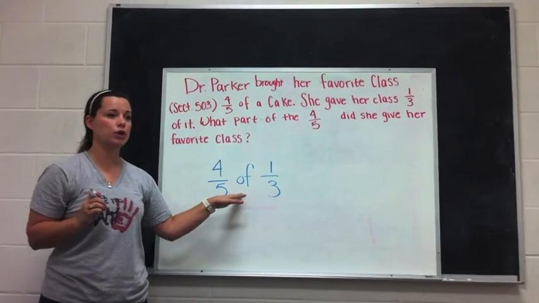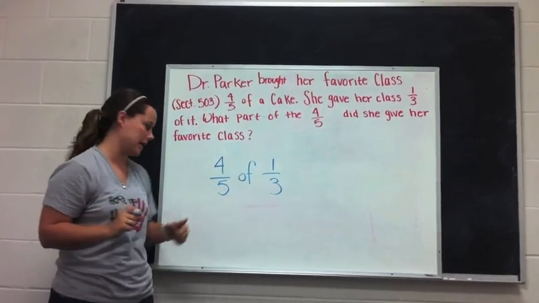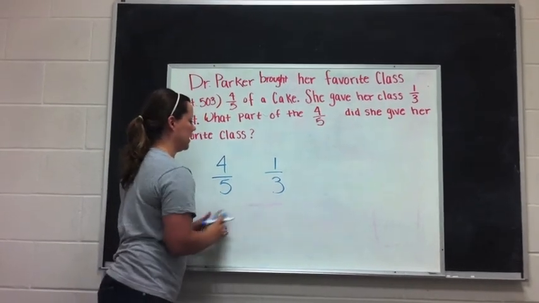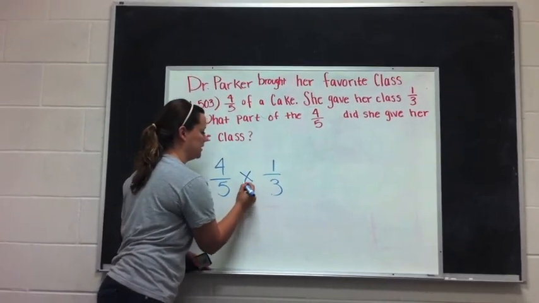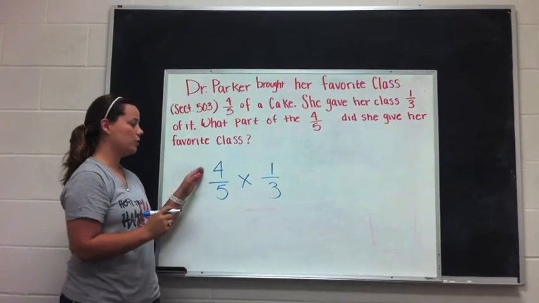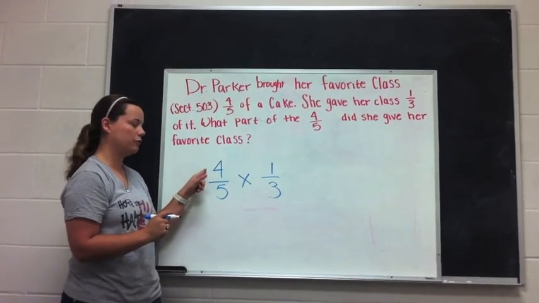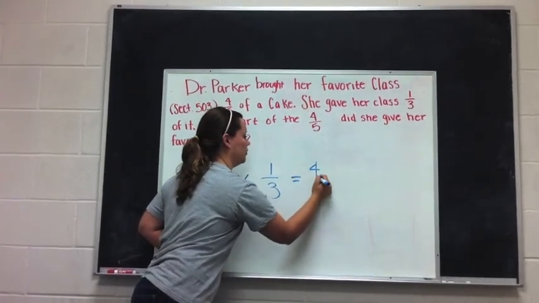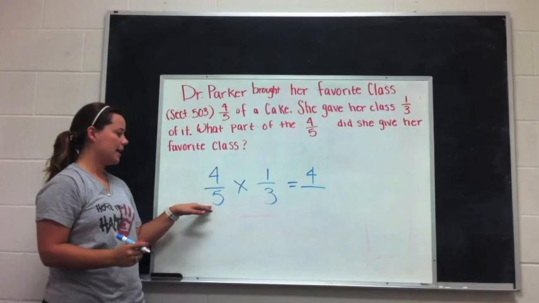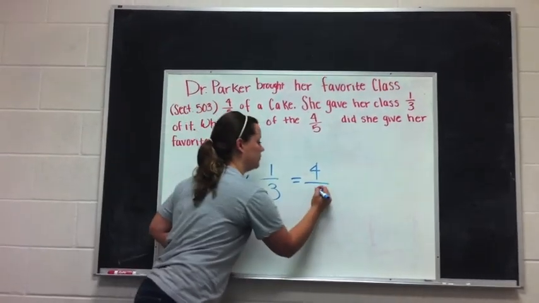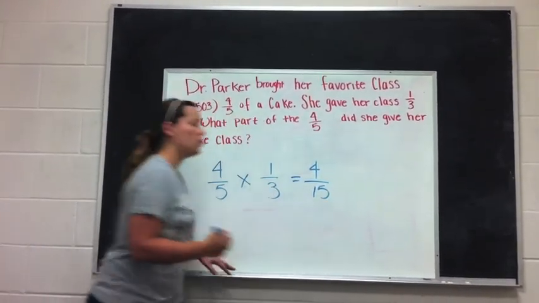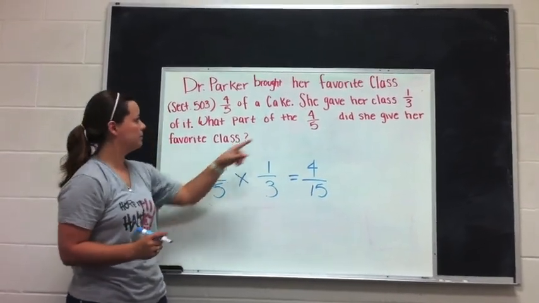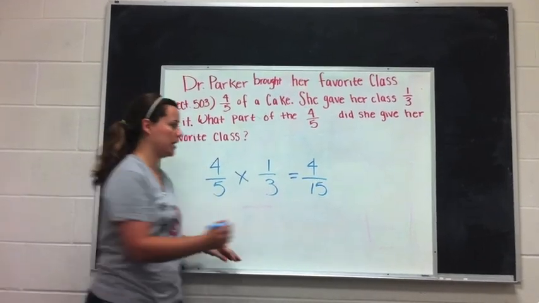Now when you see the word of, you want to think multiplication. So we're going to be multiplying these together. And you know your multiplication, so 4 times 1 equals 4. 5 times 3 equals 15. So the class got 4/15 of the cake that she brought.